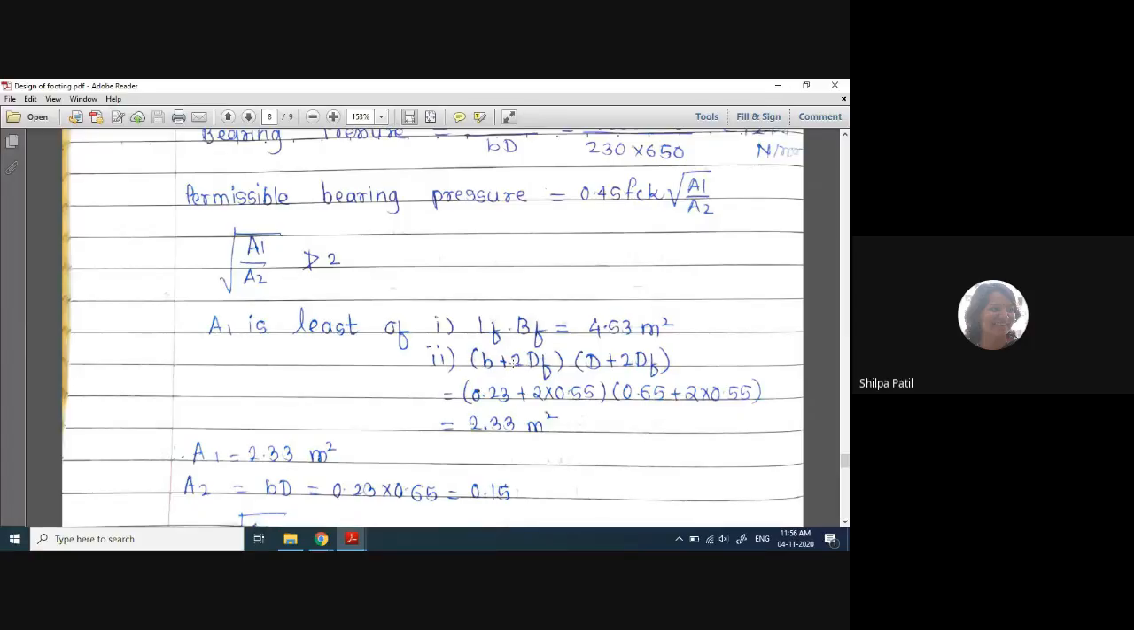Based on that, the B plus 2 DF and D plus 2 DF, that calculation is calculated here. So the first one is the area of the footing, LF into BF, that is coming here. And second is this criteria. So as per this, B is 0.23, that is the dimension of the column, width of the column, plus 2 times the DF. D is 0.65 plus 2 times the DF. That value is coming as 2.33. Out of these two, least value is to be adopted as A1.